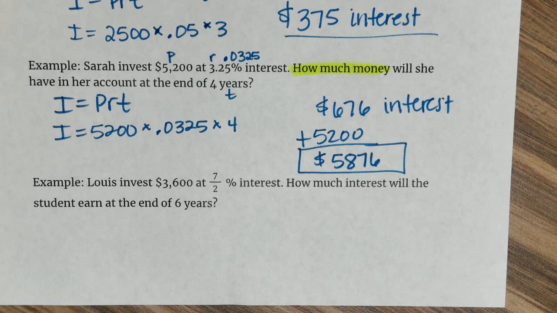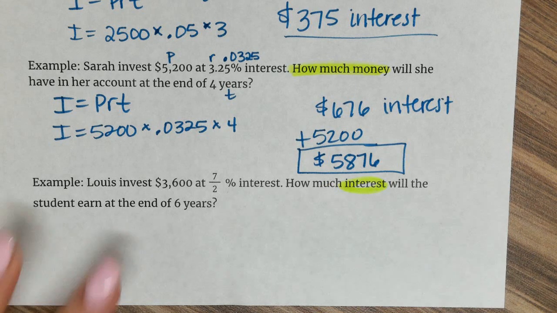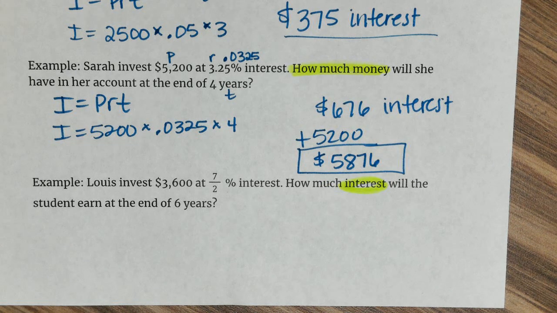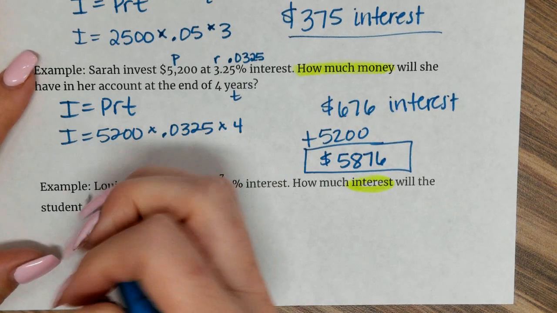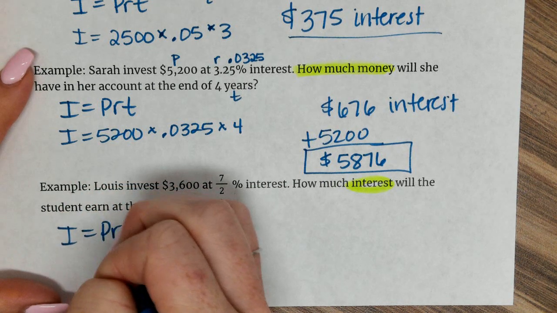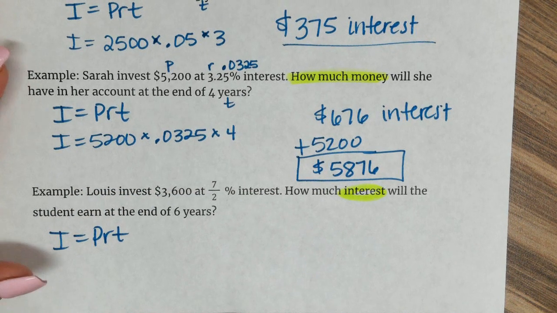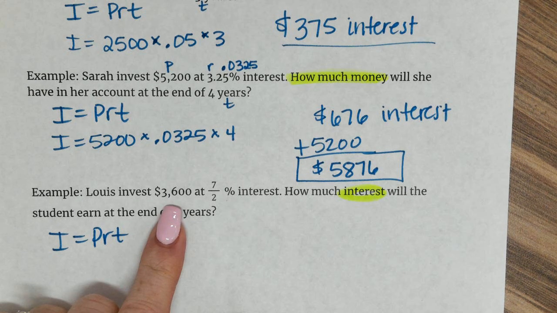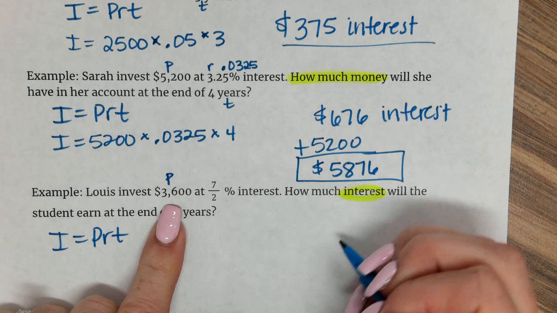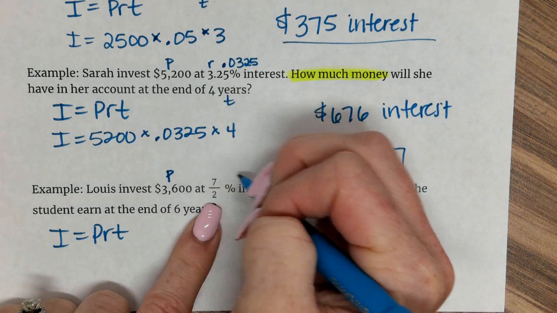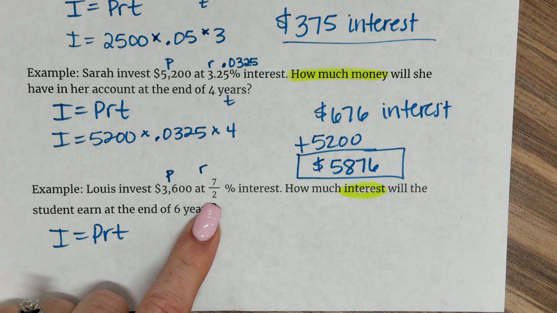All right, read the last question. What is it asking for? How much interest? So, does the formula give me this answer? Yes, so all I need is I equals PRT. All right, let's go label. My principal is 3,600. My rate is 7/2%. I need to change it to a decimal.